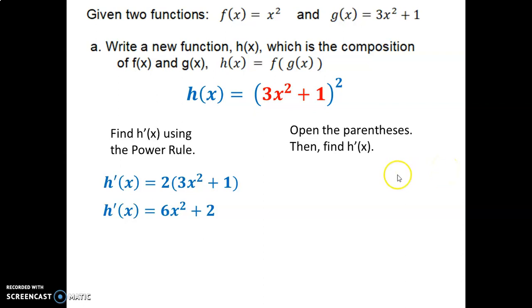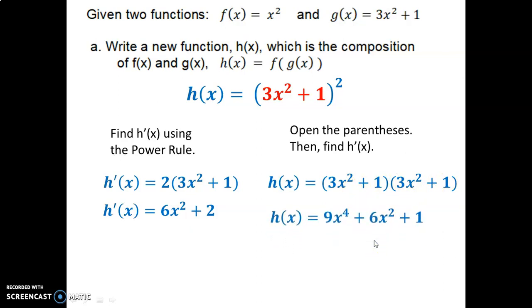Now let's find the derivative again, h prime of x, but this time let's begin by opening the parentheses. In other words, multiply that out by itself. So here it is written like that. Now let's multiply everything through and simplify. So there's h of x. This is still not the derivative, but now we have a simplified form of that. Let's take the derivative of this using the power rule. So h prime of x is 36x cubed plus 12x.